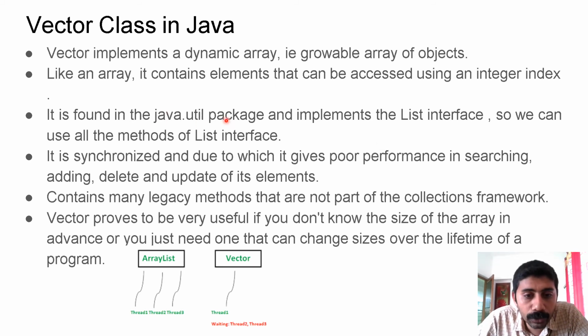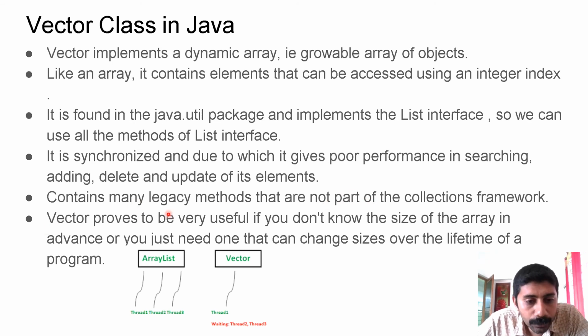It is found in the java.util package and implements the List interface. So we can use all the methods of the List interface. As of now, we haven't discussed which interfaces are available with the List interface. But okay. It is synchronized, due to which it gives poor performance in searching, adding, deleting, updating, etc. Okay, it is synchronized, so its performance is less. Its performance is poor. It contains many legacy methods that are not part of the collection framework. So this is not part of the collection framework.